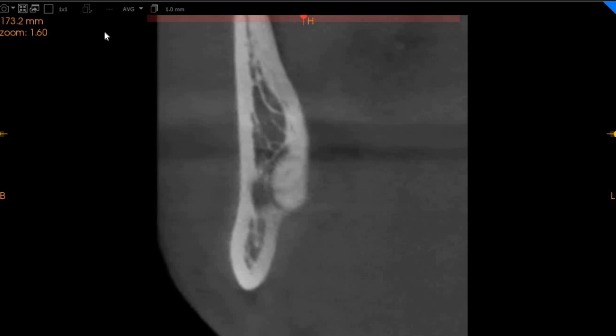So you can very clearly appreciate that this is the inferior alveolar nerve and the lower left wisdom tooth, and as you can see, they come in very close contact. The inferior alveolar nerve is placed buccally, whereas the lower left 8 is placed lingually. It is actually also perforating the cortical plate.